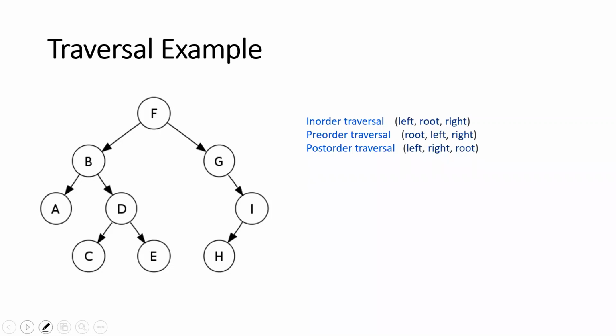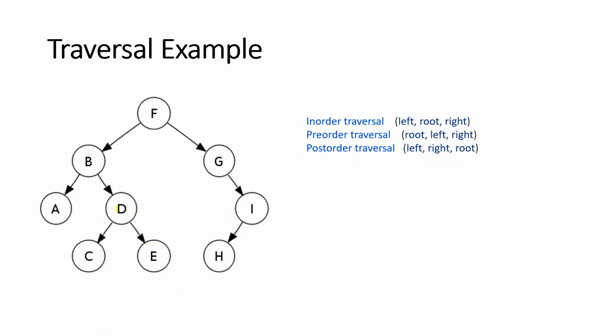Ma'am. So from F, it will check for the left. When it moves to B, it will again check for the left. Left of B is A, so it will be printed now. Then right of B is D. At D, it will check whether it has a subtree, so it is a root node. It will try to print the left of D, which is C. Right of D is E.